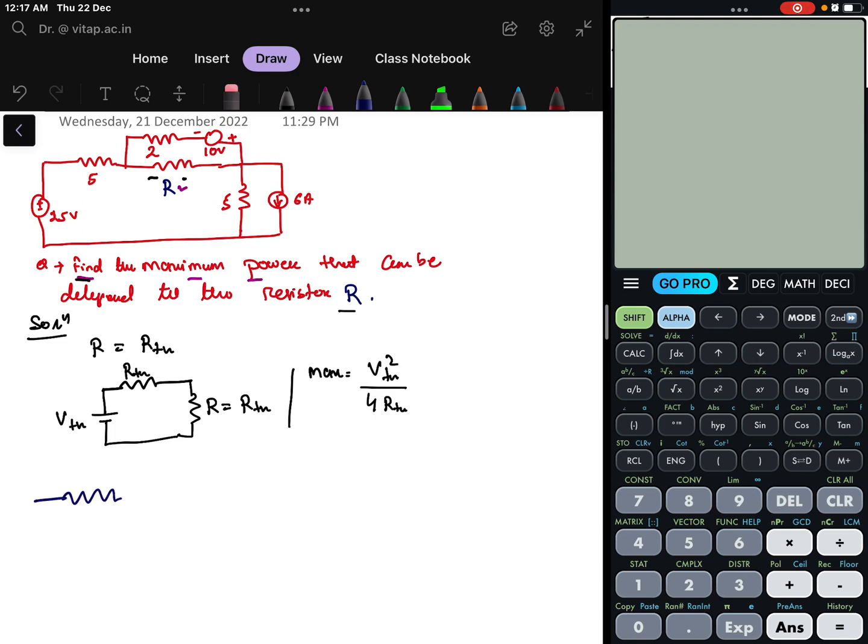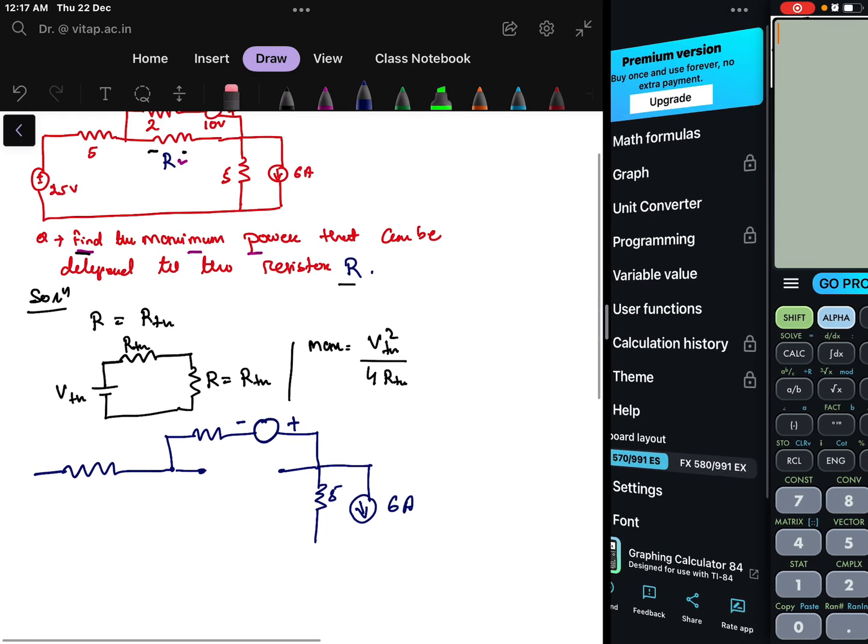This resistance is here, and from this point a resistance is connected here and one voltage source is here, with polarity plus minus, and this part will be your open circuit where we are going to calculate the RTH value and the VTH value. I have removed this R, and here one resistance is there and then one current source whose value is given as 6 ampere, and the resistance is given as 5.